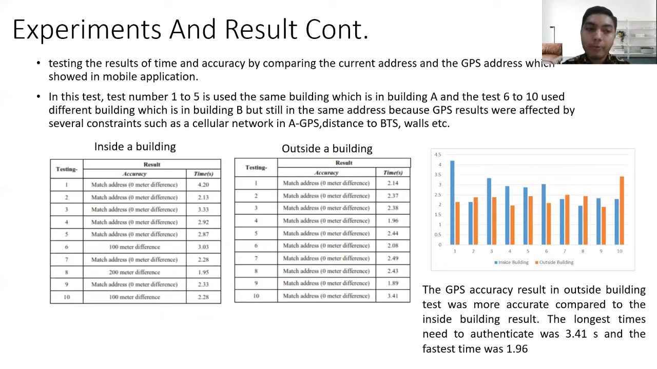And in the second experiment, we are testing the result of time and accuracy by comparing the current address and the GPS address shown in the mobile application. In this test, we are trying to get a better understanding of the time and accuracy when the geofencing validation is made. Tests 1 to 5 use the same building, building A, and tests 6 to 10 use a different building, building B, but still at the same address, because GPS results were affected by several constraints, such as cellular network in AGPS, distance to BTS, walls, etc.